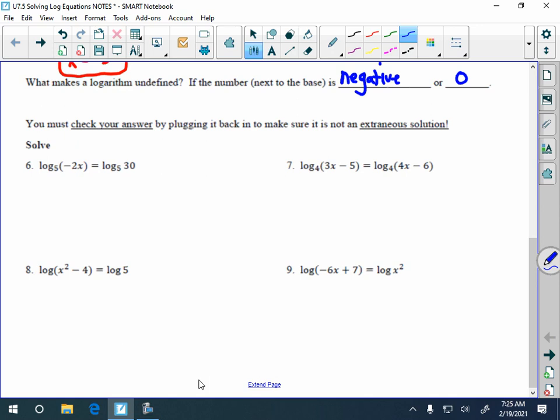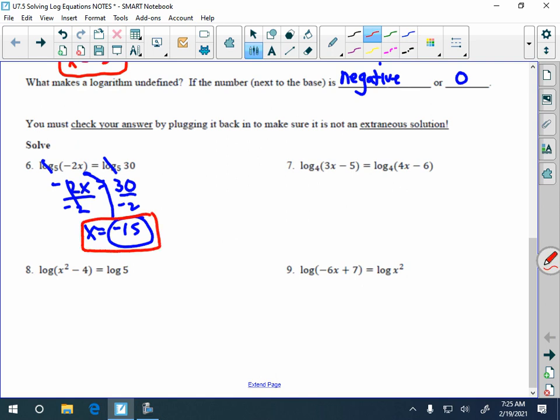All right, so number 6. We have one log equaling another log, so again, we can just cancel those out. And we can divide by negative 2, and so x equals negative 15. So again, we have to check. If I take negative 15 and plug back in for x, is negative 2 times negative 15 positive or negative? Well, it's positive, so we can keep this answer.